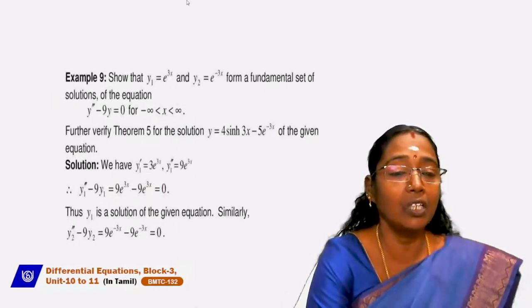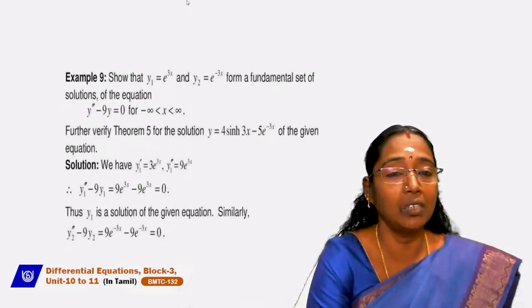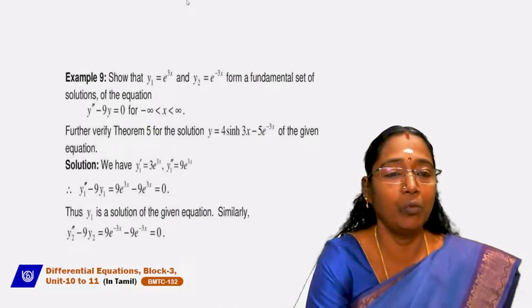In that case, you have to find y1. You have three functions. What are the three functions? y1 equal to e^(3x), y2 equal to e^(-3x), and y3 equal to e^(4x). Your equation will be the third order equation, namely y triple dash minus 9y dash minus 9y equal to 0. First substitute a value for y1. For y1 equal to e^(3x), find the first derivative: y1 dash is 3 e^(3x). And y1 double dash is again 9 e^(3x).